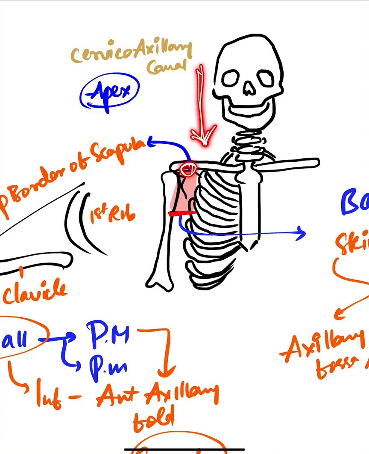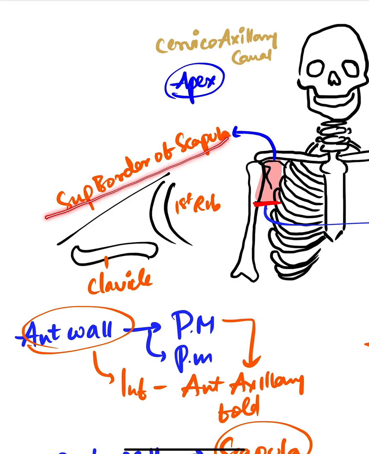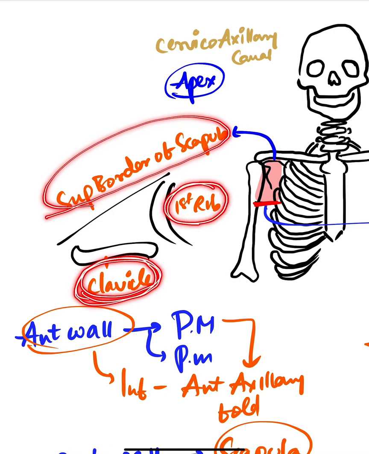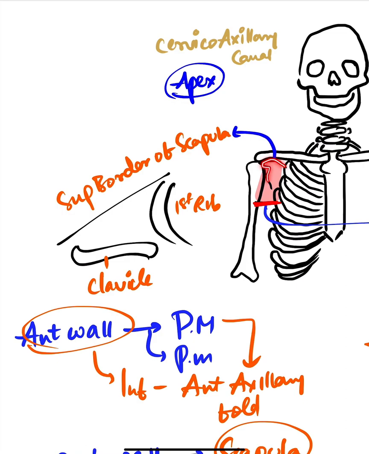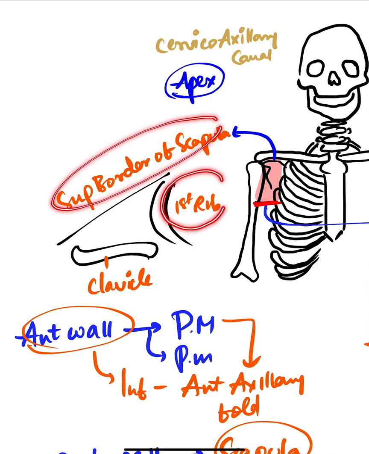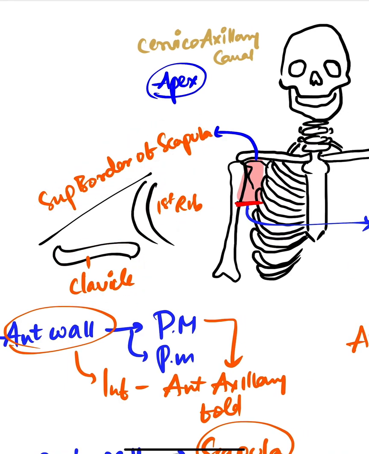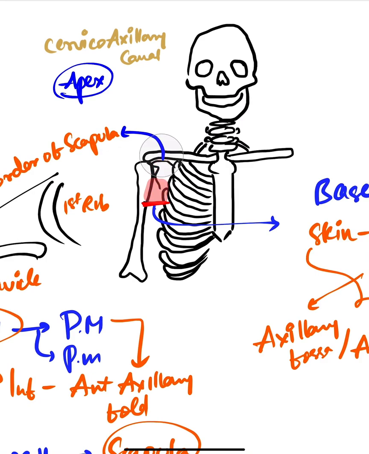When you look from above, you can see that the apex is bounded anteriorly by the clavicle, medially by the outer border of the first rib, this one, and posteriorly by the superior border of the scapula. This is the superior border of the scapula, the clavicle, and this is the first rib. So these bound the apex of the axilla.